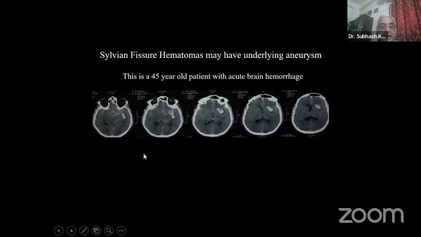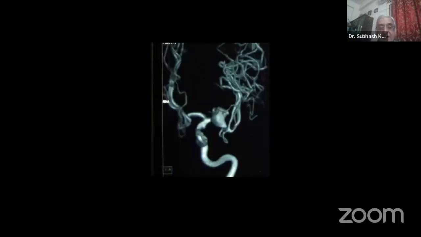Now, site is important because I told you in the basal ganglia that is a hypertensive bleed. Now you see here, this bleed is coming in the sylvian fissure. Whenever there's a bleed in the sylvian fissure, you have to rule out an underlying aneurysm. And indeed, this patient had the underlying aneurysm. You can see here. This you can pick up by the CT angio or sometimes even the MR angio itself. So please remember, the size and the site of the hematoma is important in suspecting what is the etiology of the hemorrhage.